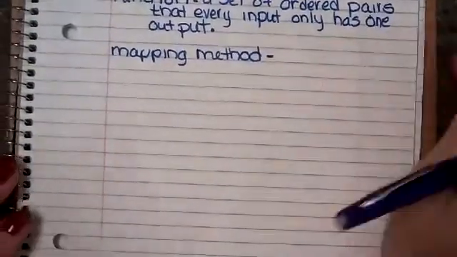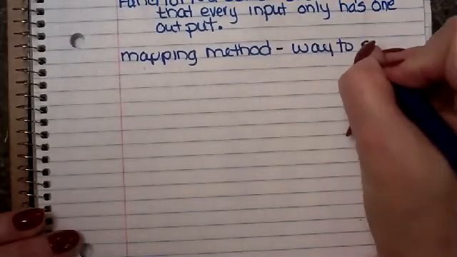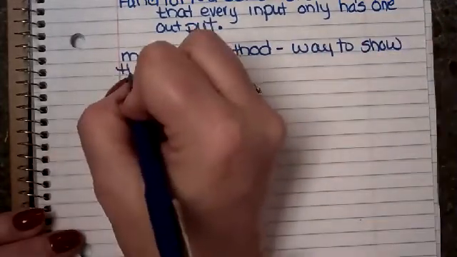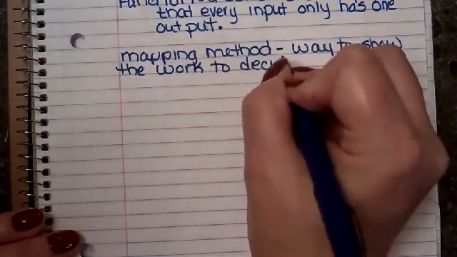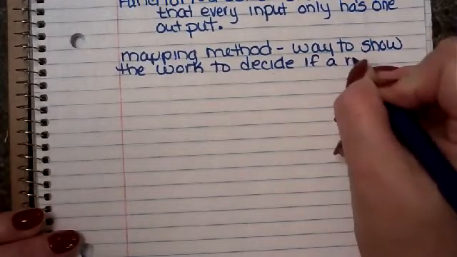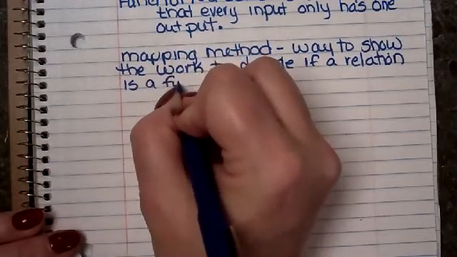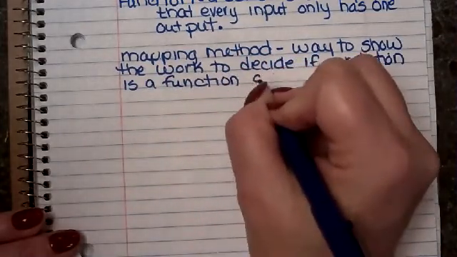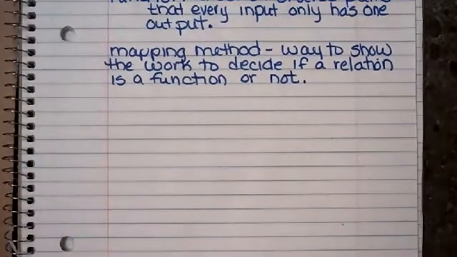Okay, this is a way to show the work to decide if a relation, that set of ordered pairs, is a function or not. Okay, so it's just a way to show your work, and everybody around the world can read it and know exactly what you're doing. Okay, now we're going to work two examples, one that is and one that isn't.